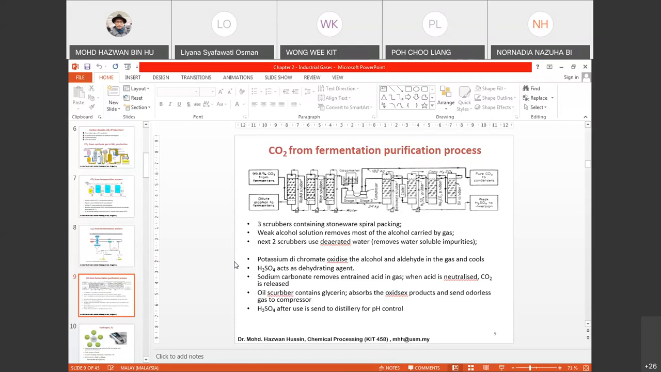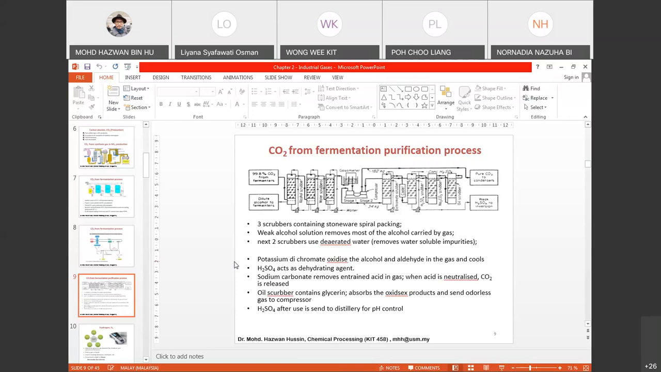As you can see over here, you have around 7 scrubbers, or 7 columns, used for purification. Starting from the first one, you have around 99.8% CO2 from the fermenters. It goes into the first scrubber, which is the alcohol scrubber. The function of the alcohol scrubber is to remove most of the alcohol, or some of the alcohols, that may be contained in your CO2. Later on it goes into the water scrubber.